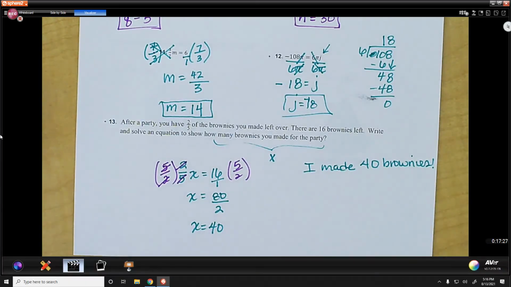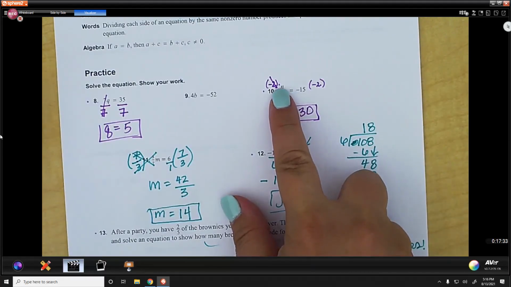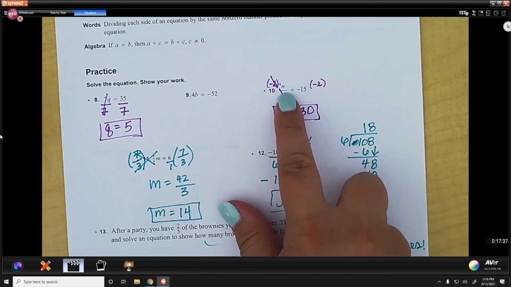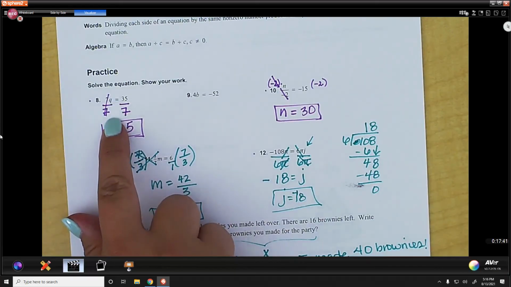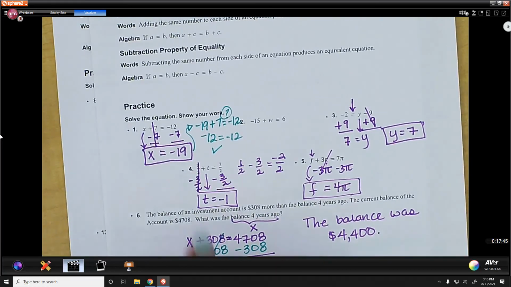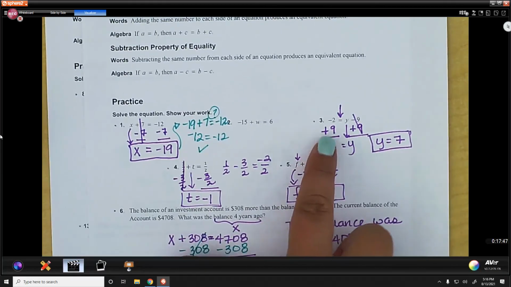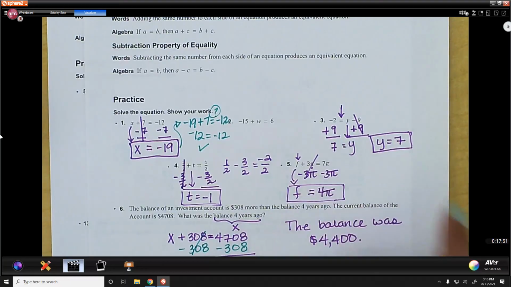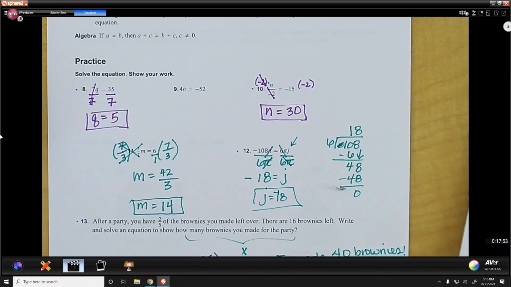So those are one-step equations. In every one of those examples, it only took one inverse operation applied to get the variable isolated. If they divided, we had to multiply. If they had multiplied, we had to divide. If they added, we subtracted. If they subtracted, we added. But in one step, one inverse operation, it got us to the solution. That's why we call them one-step equations.